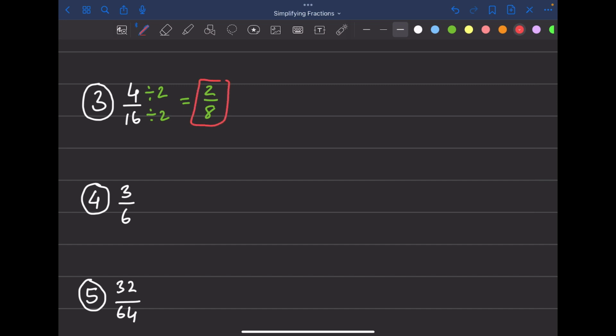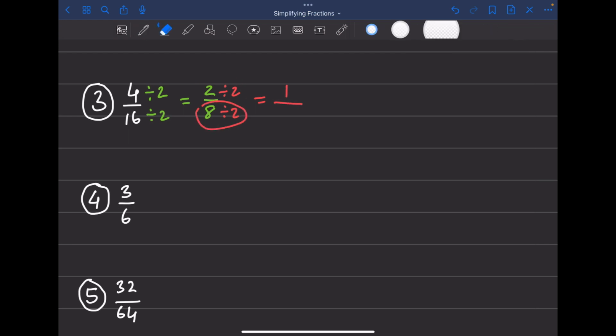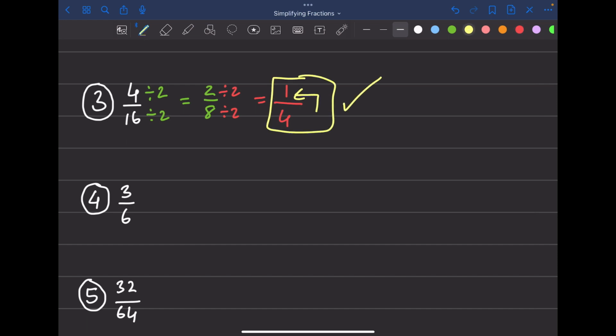First, I noticed that they're both even numbers, so let's divide by 2. Let's ignore everything else and divide by 2 like this. Okay, then you might say, what is 2 divided by 2? That's 1. And then what is 8 divided by 2? That is 4. Since there is a 1 in the numerator, we are done, because you cannot get a number that is smaller than 1. So that's it, we have the simplest form.